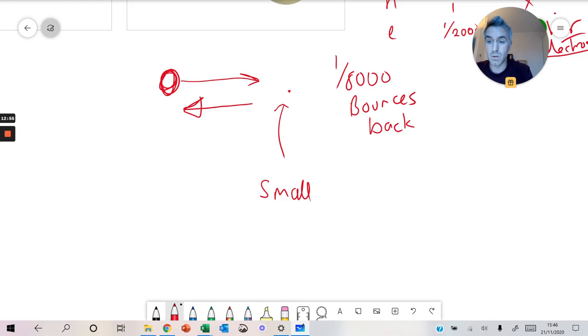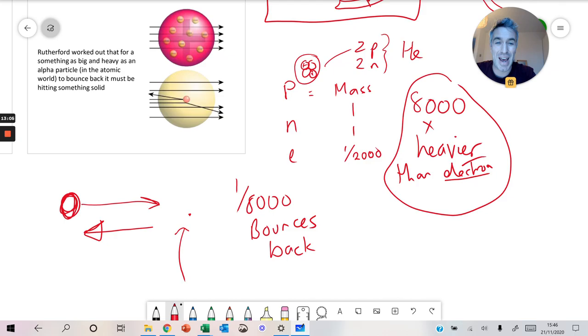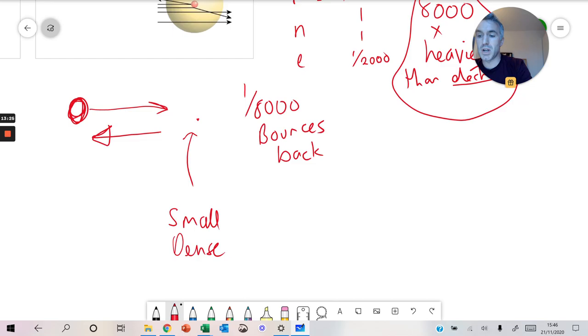It also has to be very dense, because, like we said, an alpha particle is about 8,000 times heavier than an electron. So for it to deflect, to bounce back an alpha particle, it must be really, really dense. So small, but really dense to be able to withstand the bombardment of an alpha particle 8,000 times heavier than an electron. So we know it's very small, we know it's very dense. What do we know about electrons? They're negative. Electrons are negative.